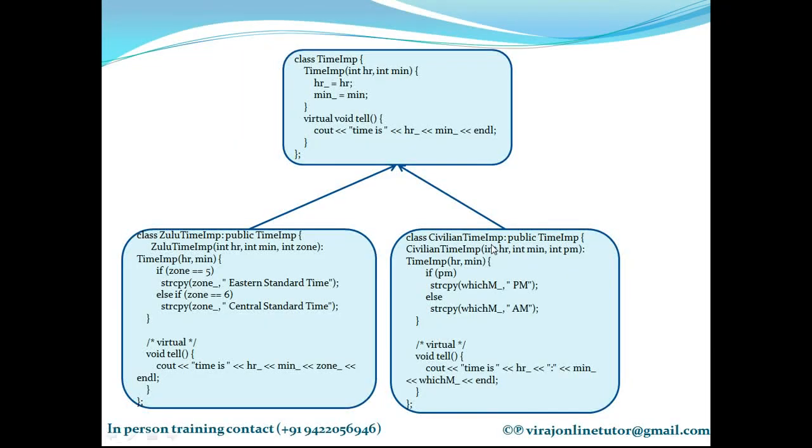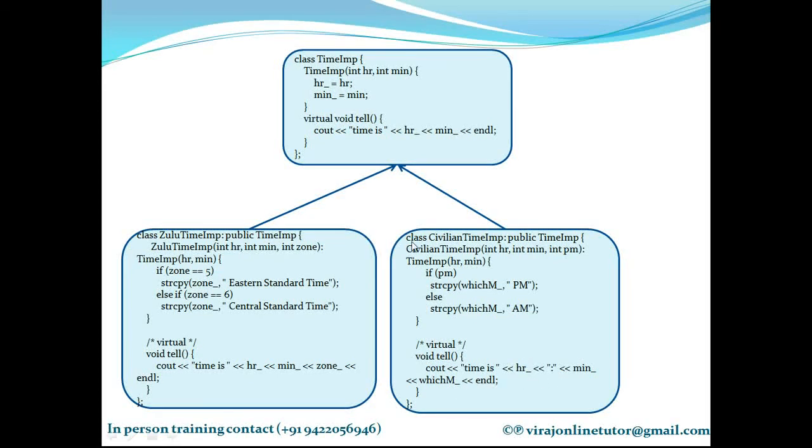So the civilian time implementation is inheriting again from time implementation. It accepts hours, minutes and PM. So hours and minutes, it supplies as parameters to its base class. If PM is true, then copy the PM string into the whichem variable. And if PM is false, save AM into whichem. And what will tell do? It will just print hours, minutes and the whichem variable on the screen.